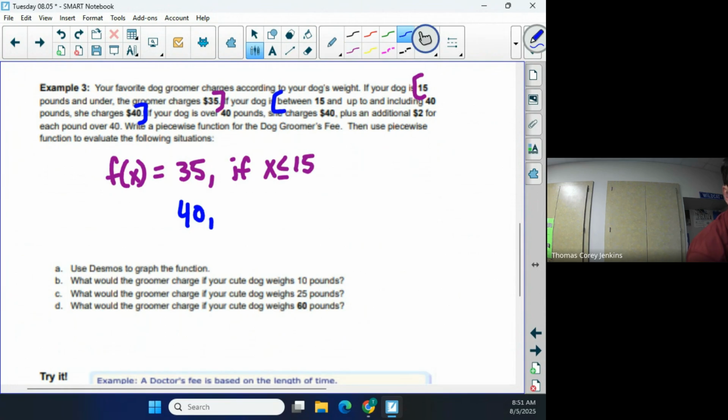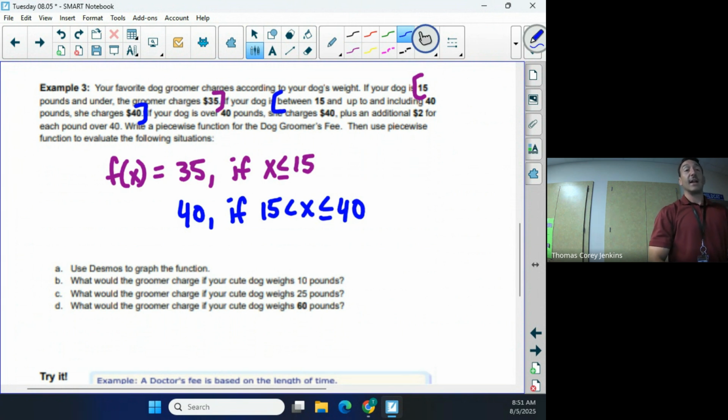$40 if. So here we have kind of two constraints. We haven't really seen this yet, but we write a compound inequality. Okay, so we put our low number here, 15 is less than x, or if we read that backwards, x is greater than 15, okay, and less than or equal to 40. So between 15 and 40, okay.